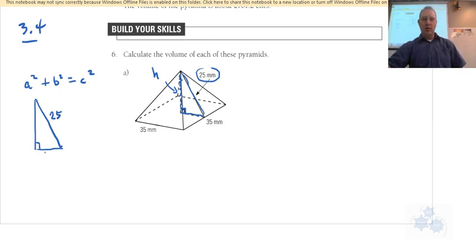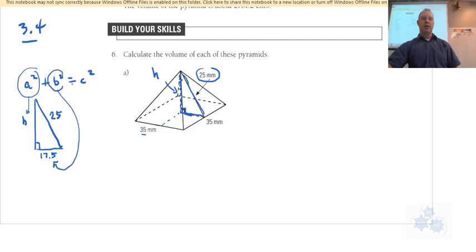And we also know this one, but we kind of have to do a little bit of figuring first, don't we? So what is this length? It's going to be half of 35, right. What is half of 35? It's 17.5. Very good. So I don't know what h is. So let's say h is going to be our a, and the b is going to be the 17.5, and the c is the 25. So let's go ahead and do that. So it's going to be h squared, I don't know what h is, so leave it as h, and square it, plus 17.5 squared equals 25 squared.